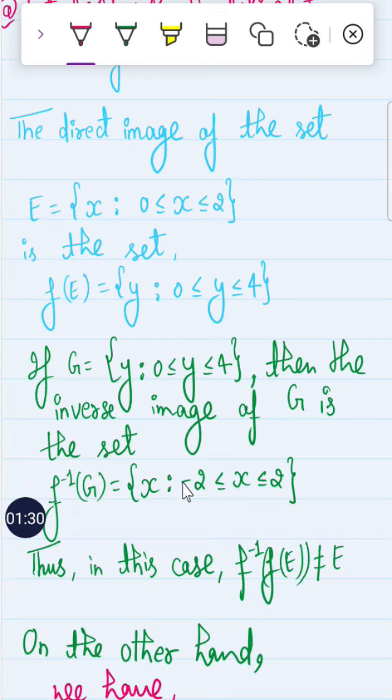But you can think that if you take f inverse of f(E), it is not equal to E in this case, right? Because it is -2 to 2, which is not equal to E. E is between 0 and 2, and f inverse of f(E) is equal to [-2, 2]. So it is not equal to E.